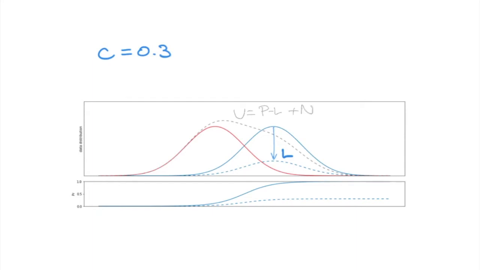The probability for an example to be labeled is always 0.3 times the probability of that example to be positive. So you see here it only goes up to 0.3. But it's otherwise also the same shape as the probability for an example to be positive. It is just scaled down.